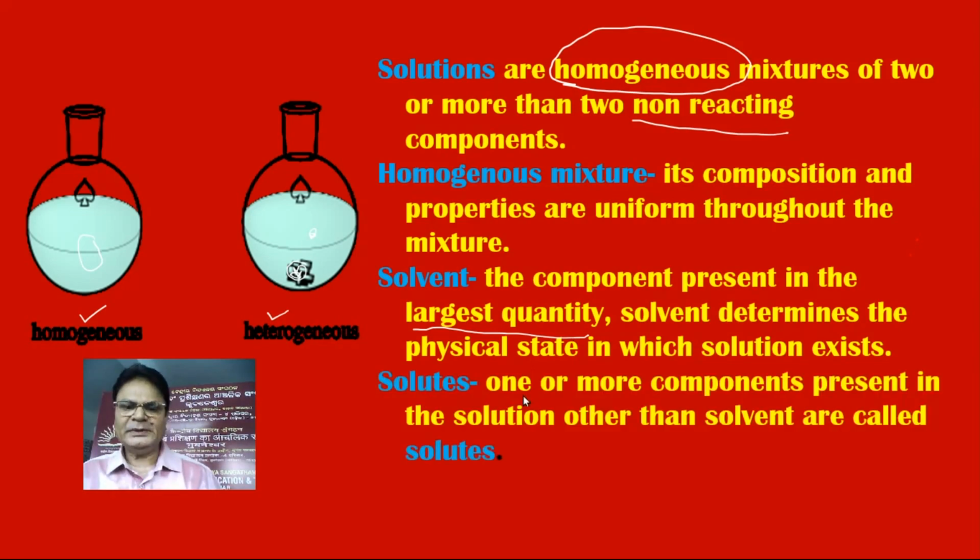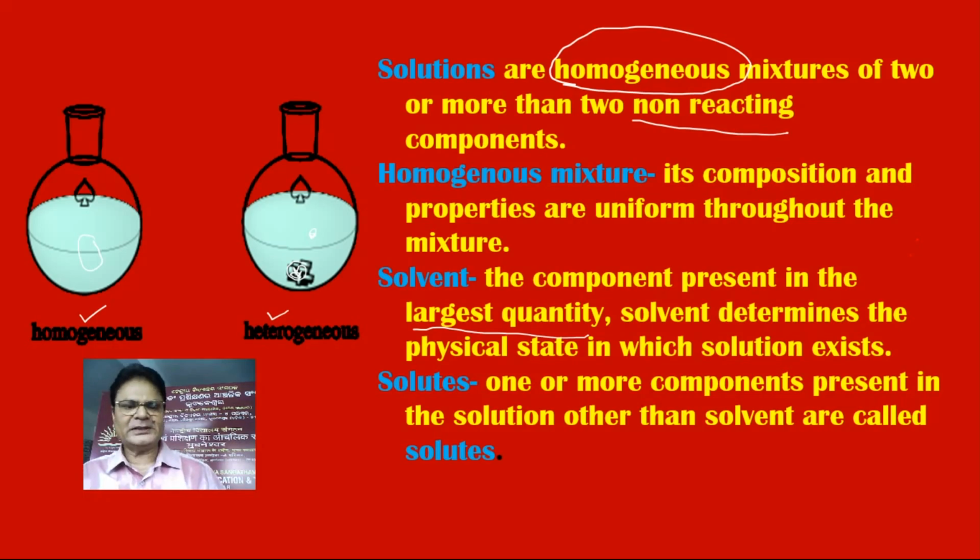There may be many components. Depending upon the number of components in the solution, it is called binary, tertiary, or quaternary solution. A binary solution contains two components, a tertiary solution contains three components, and a quaternary solution contains four components.